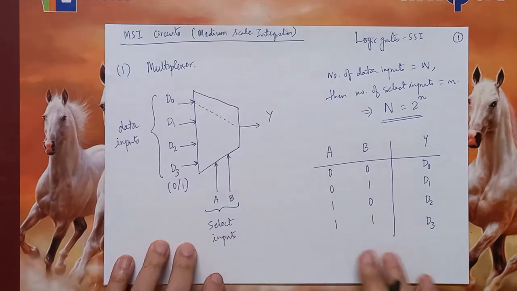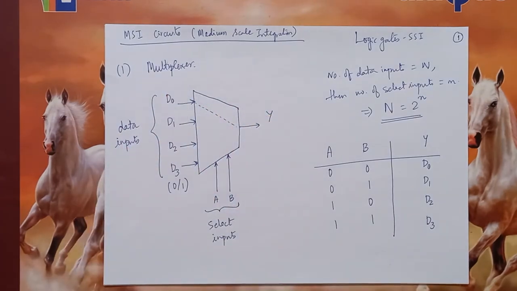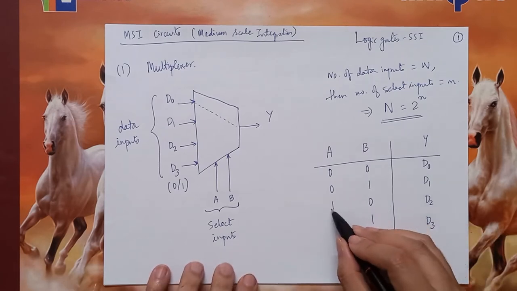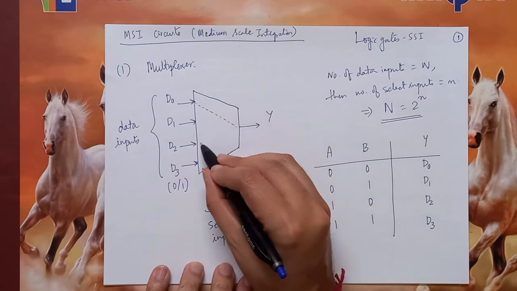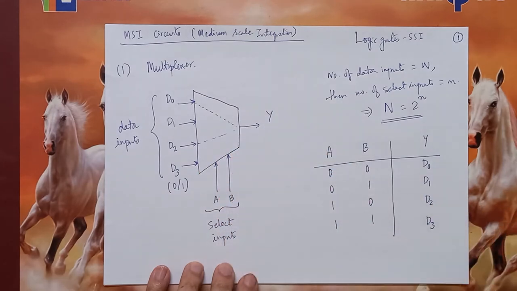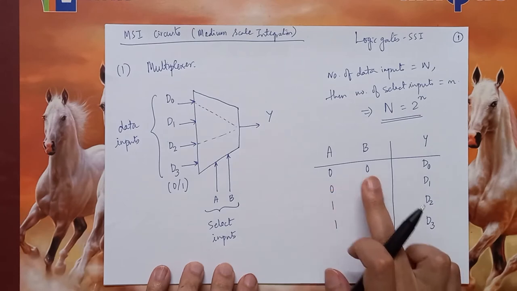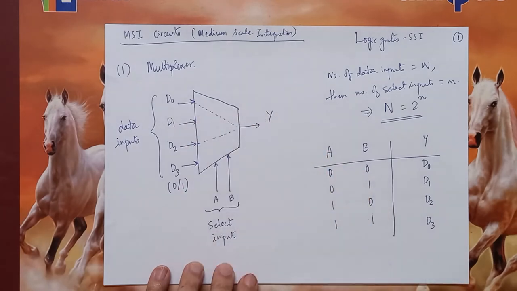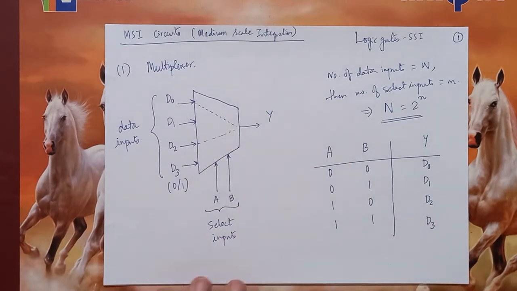It's kind of like a switch. The Y line will get connected to the D0 line. Similarly, if A is 1, B is 0, then Y will be connected to the D2 line because D2 is here. Likewise, if A is 0, B is 1, Y will get connected to the D1 line, and if A is 1, B is 1, Y will get connected to the D3 line. So a multiplexer is kind of like a literal implementation of a truth table.